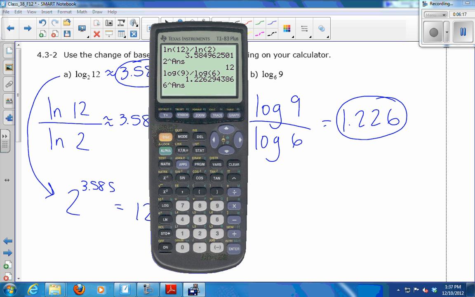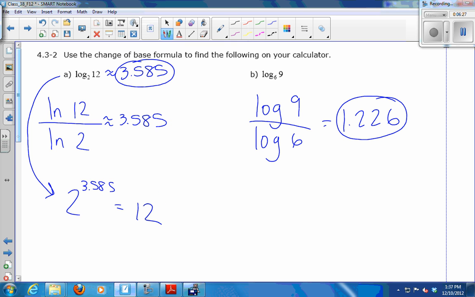If I do that to the previous answer, I should come right out to 9. You don't round. Good. All right, so now we have this really nifty tool.